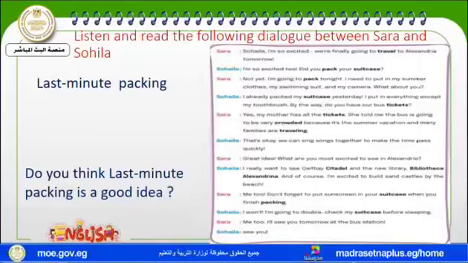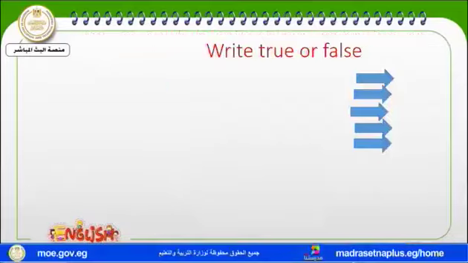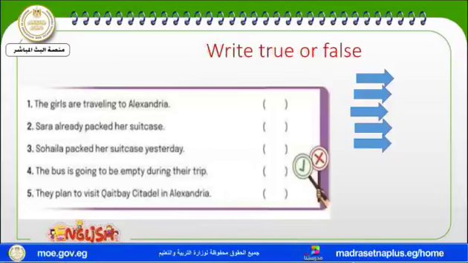This was the dialogue between Sarah and Suhaila, and now we are ready to answer some questions. Let's start with true or false. The girls are traveling to Alexandria. Is it true or false? Sarah already packed her suitcase. Suhaila packed her suitcase yesterday. The bus is going to be very empty during the trip. They plan to visit Qaitbay Citadel in Alexandria.